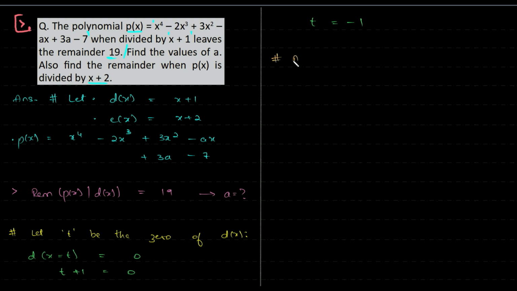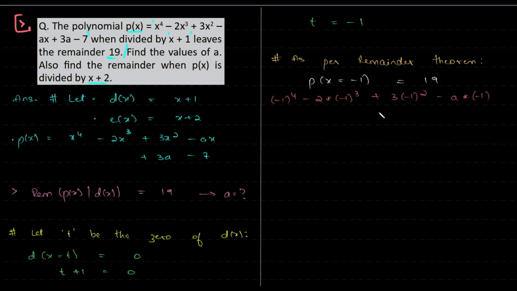How? As per the remainder theorem, right? What can we tell? When I substitute minus 1 into p of x, the output should be 19, is it not? So basically I raise to the power of 4 and so on and so forth, I'm just substituting. And this should be equal to 19.